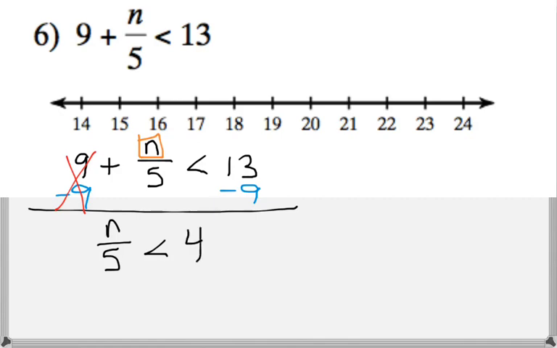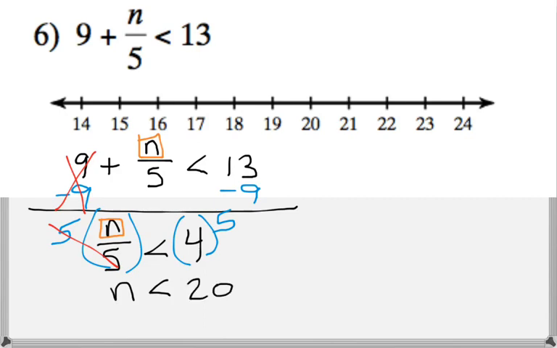We are still trying to get that n by itself. How do we undo a divide by 5? We would need to multiply by 5. We didn't multiply by a negative number, so we don't have to worry about switching the sign. It's going to stay. Our 5 divided by 5 cancels, leaving us with just n, and 4 times 5 gives us 20. So we now can go ahead and graph.